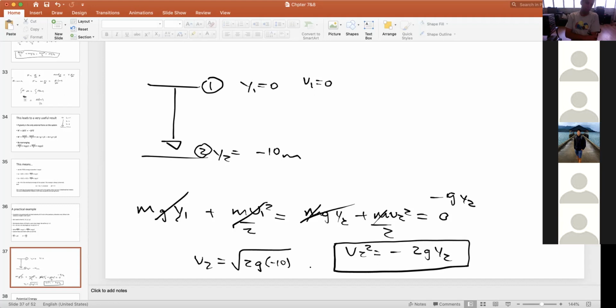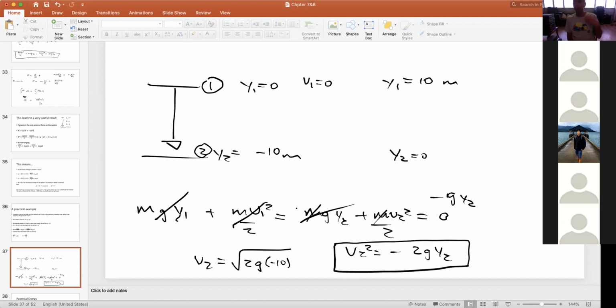Now, here's the important thing. I can pick 0 to be wherever I want, which means I could actually instead call y2 0, and then y1 would have to be 10 meters.